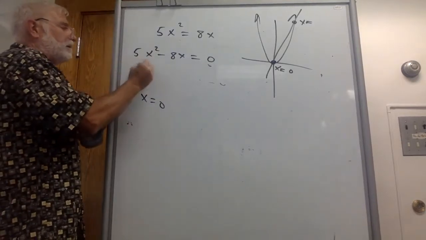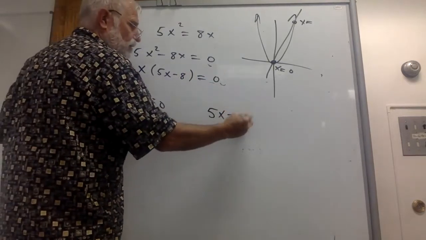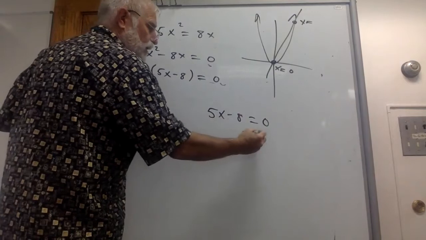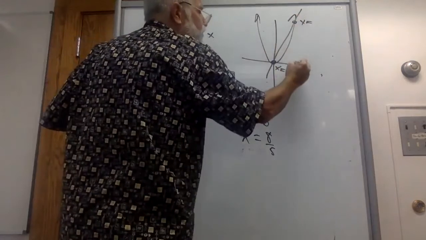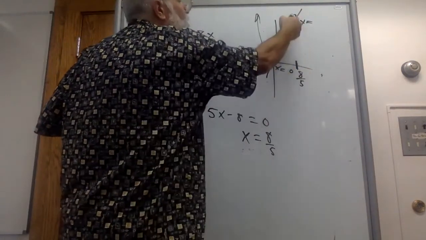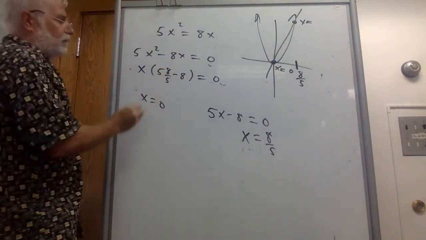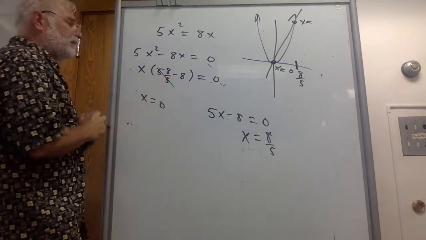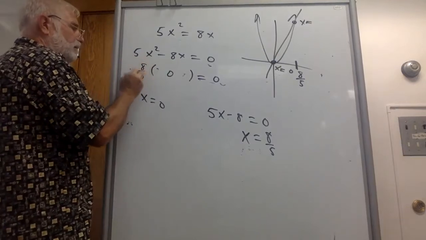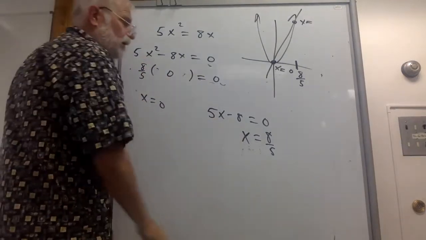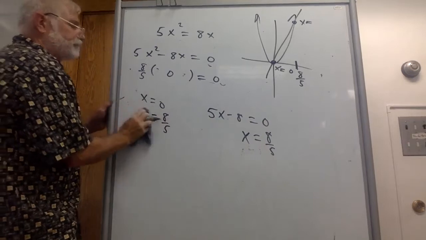I'm going to factor again. Well, 5x minus 8 could equal 0. And that's equal to 8 over 5. Let's check that answer. Let's see if 8 over 5, just a little bit to the right, a little bit bigger than 1, these intersect. So let's put 8 over 5 in here. Oh, the 5's cancel. 8 minus 8 is 0. And 0 times 8 over 5 is 0. So we got our two answers, 0 and 8 over 5. Okay? All right, so that's how you do that problem.